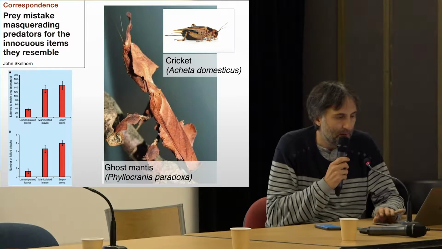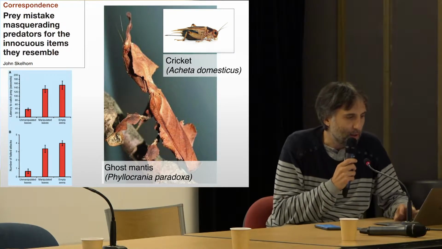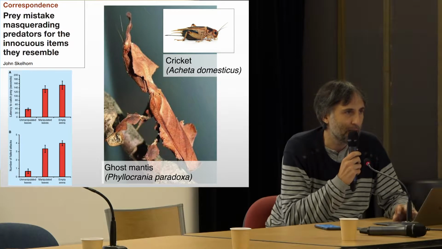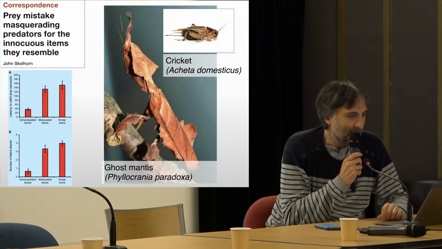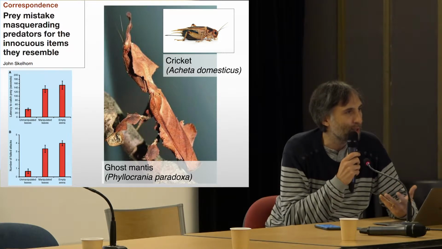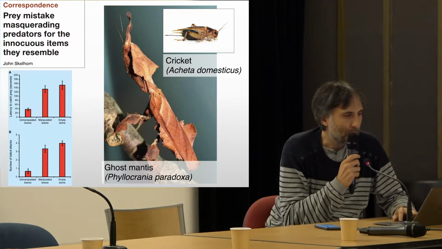Call it a parable. It's the story of the ghost mantis and the humble cricket. So this is the ghost mantis. It's pretty widespread in Africa. It's a very small insect that you will notice. It's beautiful. It looks like something other than an insect, right? It looks like a dead leaf. Cricket just looks like a cricket.